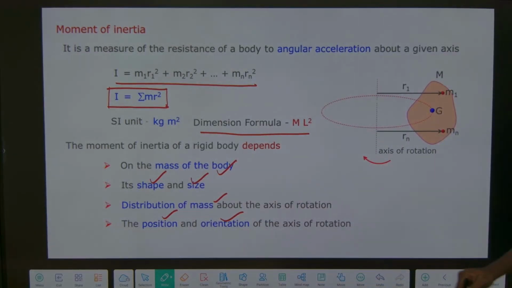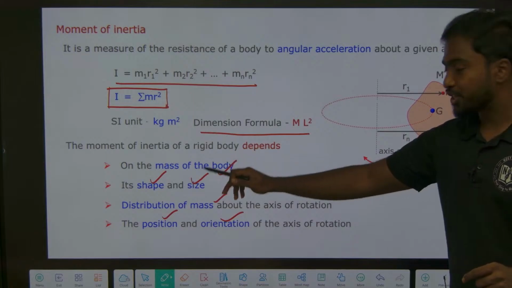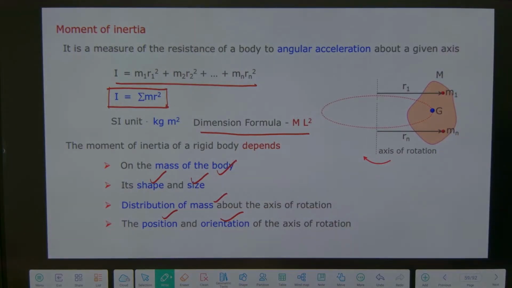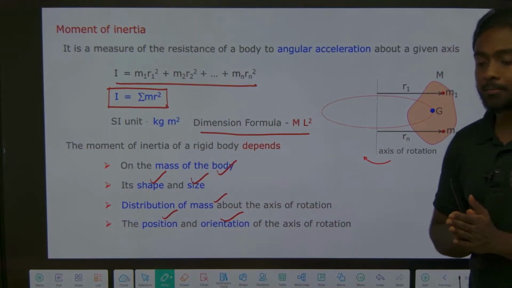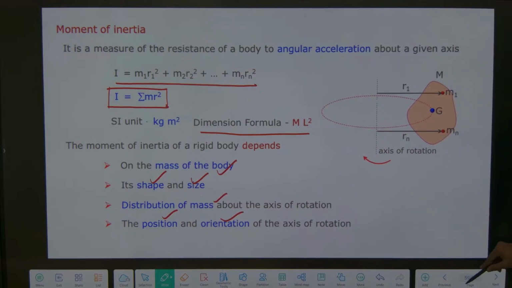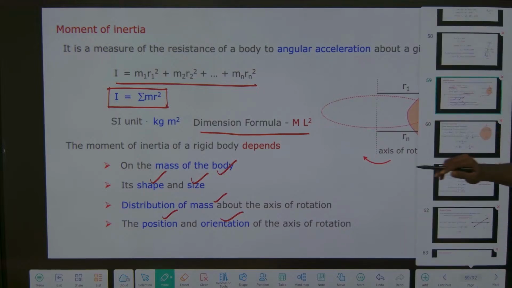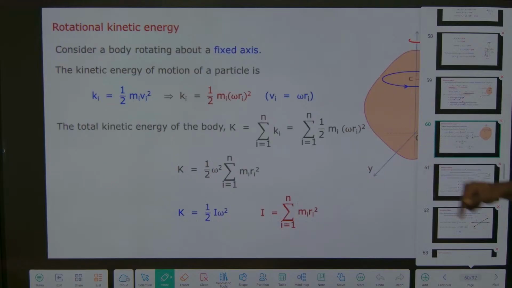So inertia depends on the mass of a body, shape, size, distribution of mass, position and orientation. Fine now. Okay, so next is rotational kinetic energy.